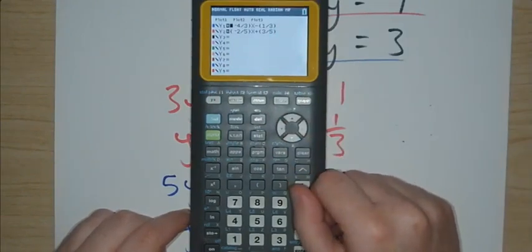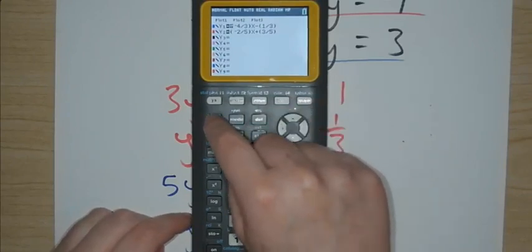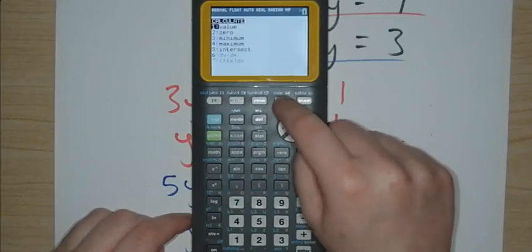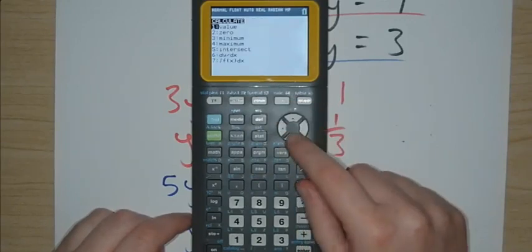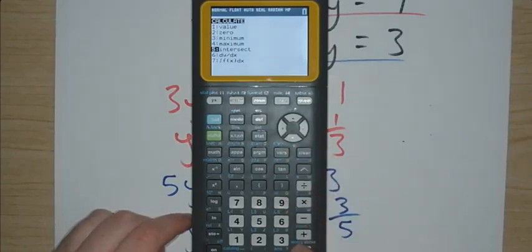Next, we want to graph it. So what we're going to do is press second trace to go to our calc. So you press second and then trace. Now we're in calculate. We want to find out where they intersect. So we're scrolling down to number 5 for intersect and press enter.